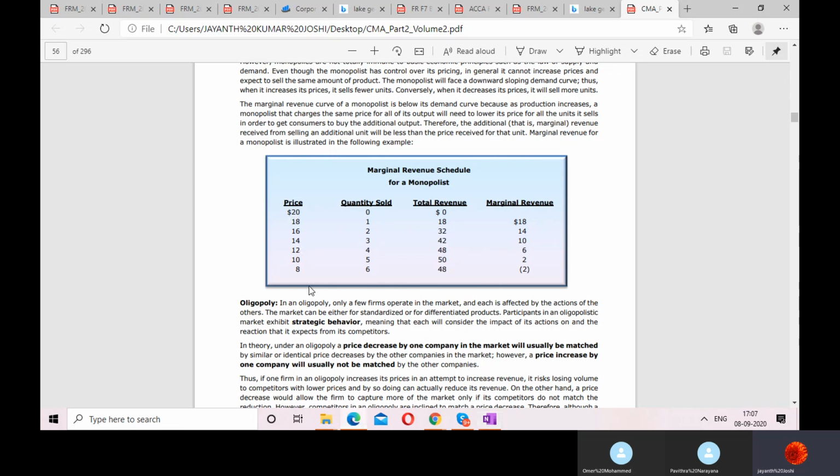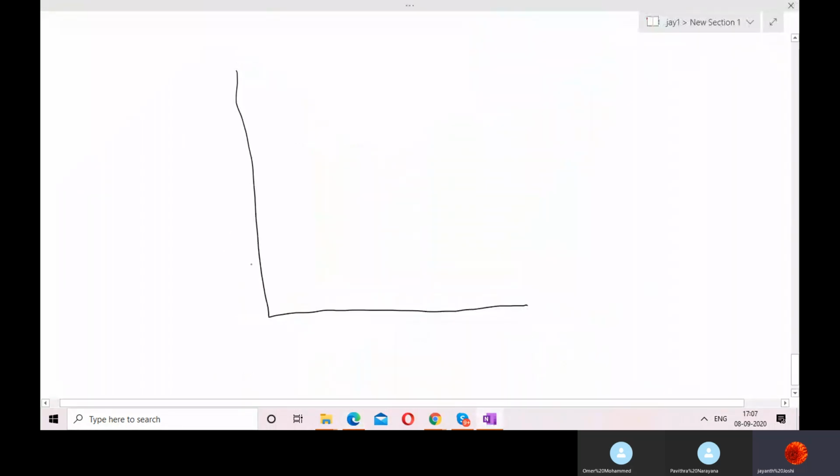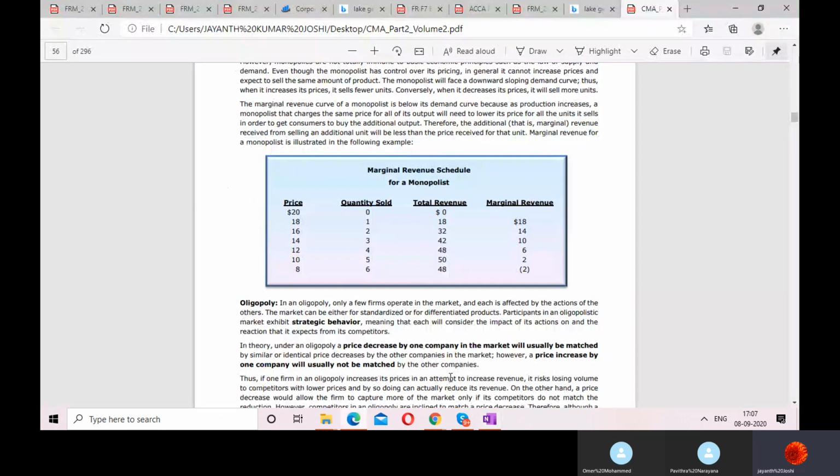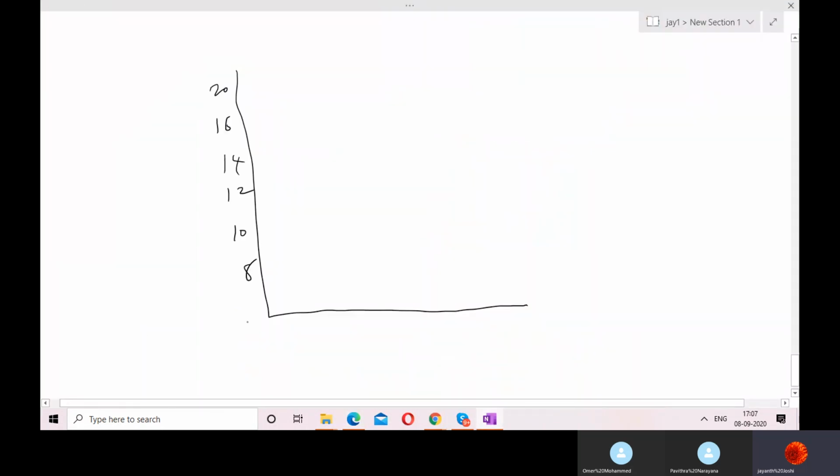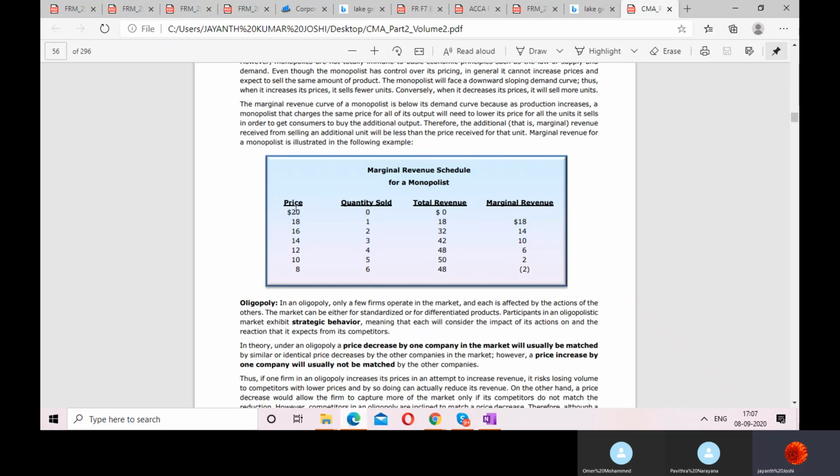So price is 8, 12, 14, 16, 18, 20. 8, 10, 12, 14, 16, 20. And your quantity, what you are selling, 0, 1, 2, 3, 4, 5, 6. So when your price is kind of 8, okay, so when your price is decreasing, your demand is increasing.